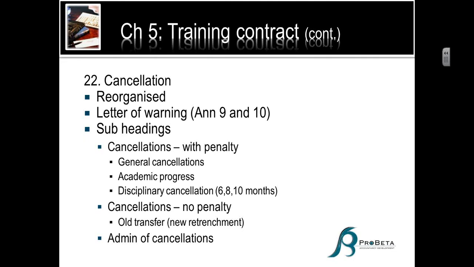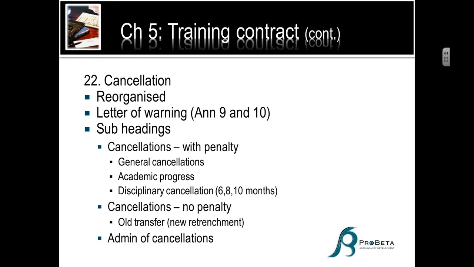SAICA can also allocate disciplinary cancellation, which you will be defaulted 6, 8, or 10 months. Cancellations with no penalty is the old transfer. They've included when the trainee can't commute, where he transfers between branches of an accredited training office, if the company's been de-accredited, if it's been liquidated, and they've brought in retrenchment, which for me is quite sad, but I suppose it's an indication of our times.